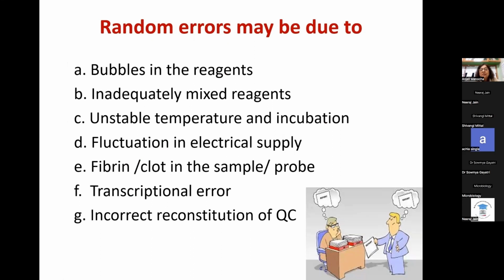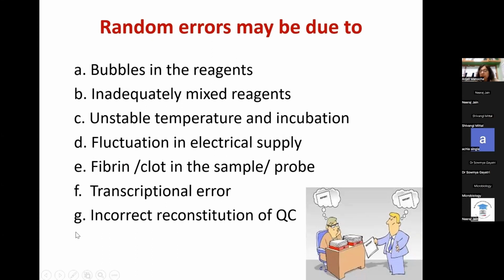So, random error is an error which does not follow a specific pattern. It just happens, and it is an inconsistent, irregular kind of thing which might happen one day, may not happen the next day. There could be anything which could be leading to a random error. A few examples are given here.